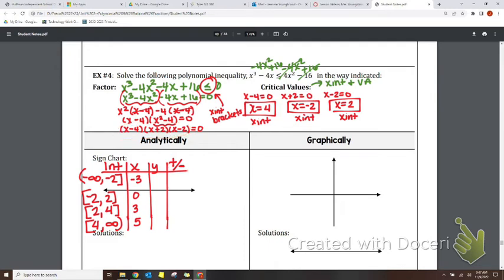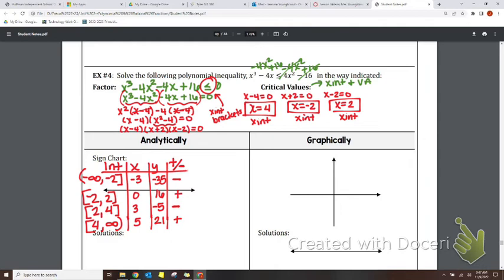All right, so let's plug in our first x value, which is -3. When I did that, I got -35, so it's negative. Then let's plug in 0. I got 16, which is positive. When I plug in 3, I get -5, so it's negative. And when I plug in 5, I get 21, which is positive.